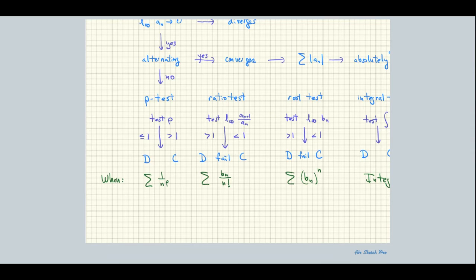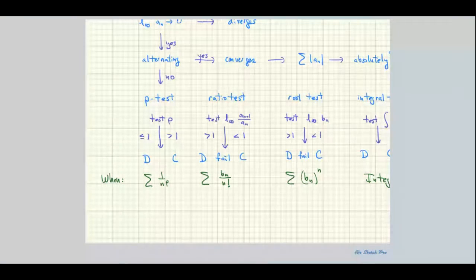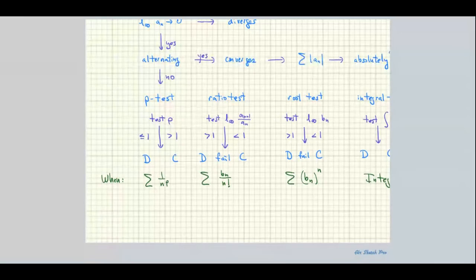And then, according to the p-test that we've looked at before, if the power in the denominator is less than or equal to 1, it'll diverge, right? And if the power in the denominator is bigger than 1, then it's going to converge. If it's equal to 1, that's the harmonic series: 1 over 1 to the first plus 1 over 2 to the first plus 1 over 3 to the first. That's the harmonic series. And we know that one.